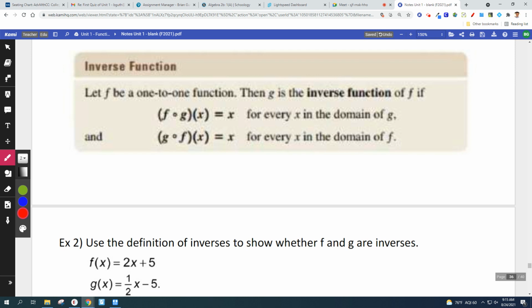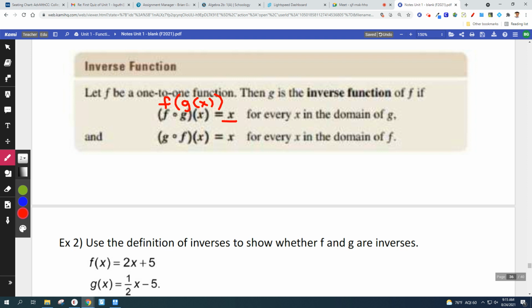So here's the definition of an inverse function, and this again is kind of difficult to understand. Let f be a one-to-one function, then g is the inverse function of f if you have this property. So remember, this symbol is a composition, and it means we plug a function into a function. So I like thinking of it as f of g of x.